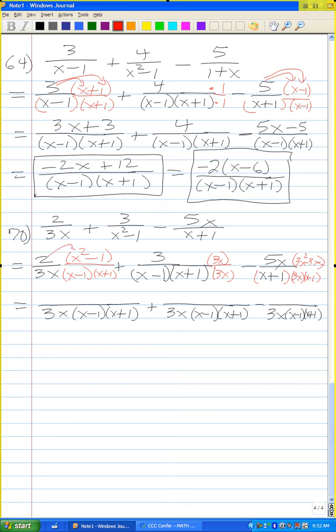So let me multiply a 2 inside the parentheses. Multiply these together, and I guess I'll do the 5x. So I get here 2x squared minus 2, 9, and then 15x squared, cubed, that's a cube, minus 15x squared.